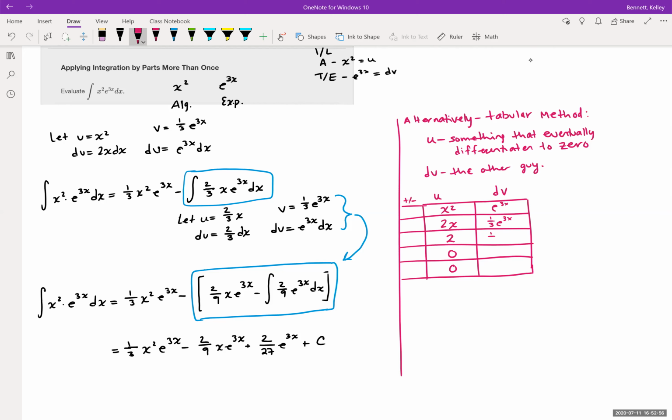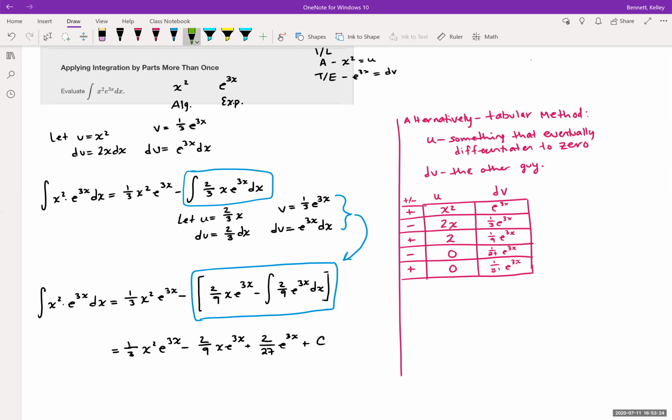So then I get 1/9 e to the 3x, then I get 1/27 e to the 3x. And I already know I'm not going to need this, but if I were to do it again, I would get 1/81 e to the 3x. Then you start your plus minus column, and it always starts positive. So positive, minus, positive, minus, positive. Okay. So cool. What are we going to do with this table?